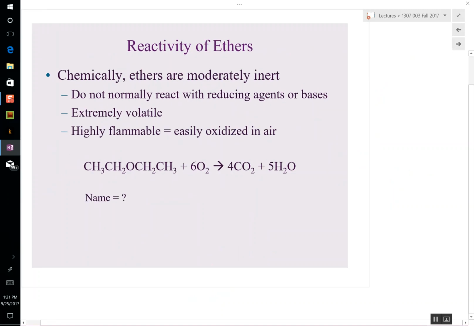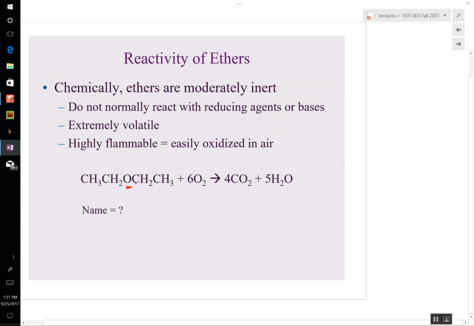You can burn ethers. Don't worry too much about that. That would be a little bit more complicated to balance. You've got oxygen here too. So you've got oxygen in everything. Both reactants and both products contain oxygen. You just have to take that into consideration when you balance it. I don't worry too much about that, but I just want you to know you can burn them.